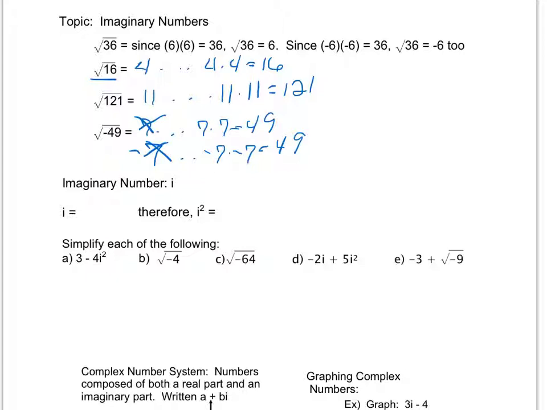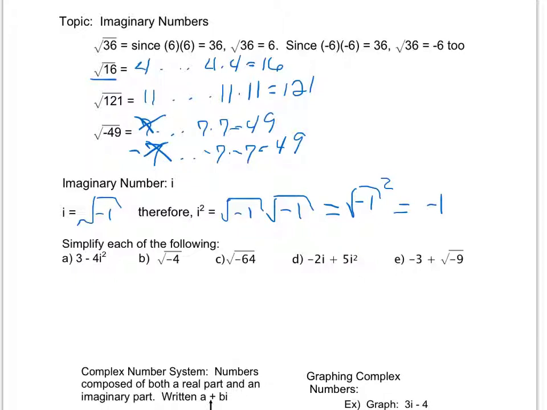Well, mathematicians ran into that problem, and so they decided, let's create another subset of numbers called the imaginary number system. We'll call the imaginary number i, and we're going to let i equal the square root of negative 1. That then allows us to take square roots of negative numbers. So if i equals the square root of negative 1, then i squared must be the square root of negative 1 times the square root of negative 1, which equals the square root of negative 1 squared, or just negative 1.